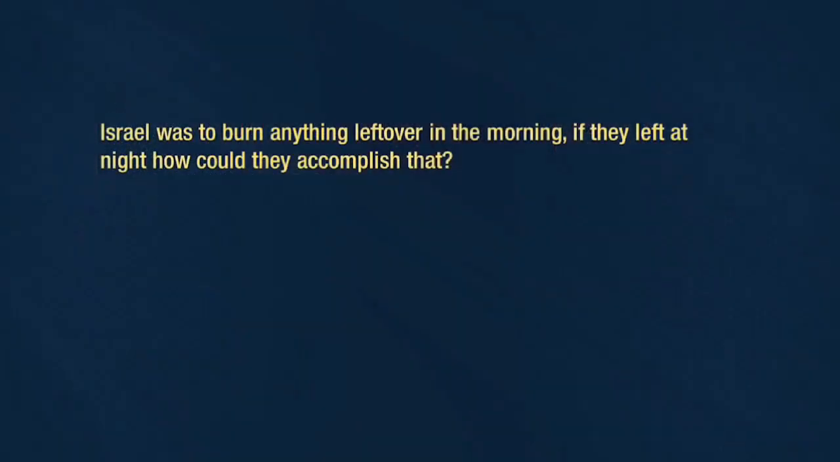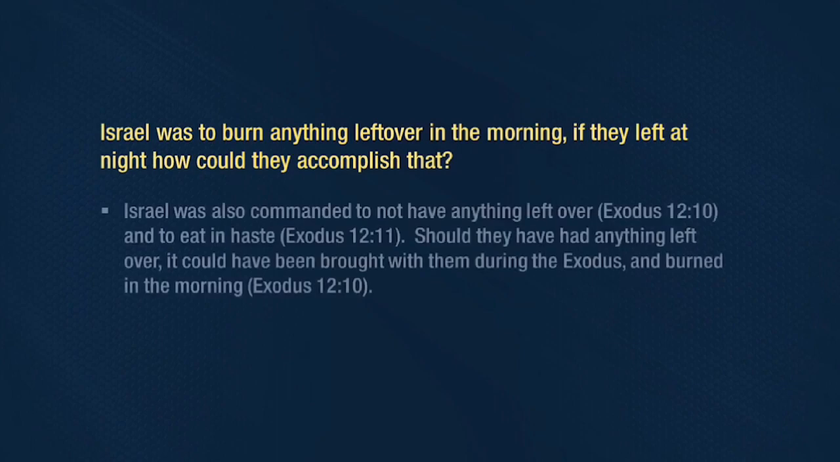This is why we do not see such a commandment repeated in Deuteronomy, Leviticus, or Numbers. The instruction to Israel to not leave the house till morning was from Moses, not Yahweh, and simply based on common sense. Israel was to burn anything left over in the morning. If they left that night, how could they have accomplished that?